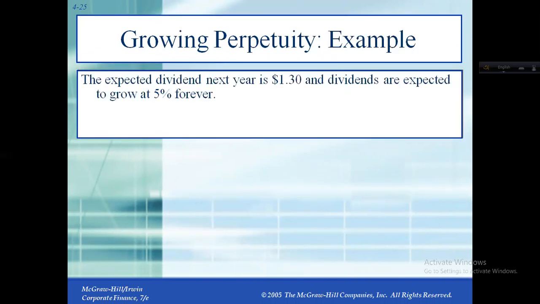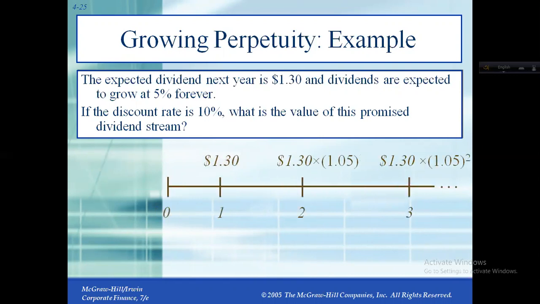So here is the example of growing perpetuity. The expected dividend next year is $1.30 and dividends are expected to grow 5% forever. If the discount rate is 10%, then what is the value of this promised dividend stream? So here is the formula. Present value equal to C, that is coupon, $1.30, divided by r, which is 0.10, minus growth rate, which is 0.05. So we have gotten the present value of $26.